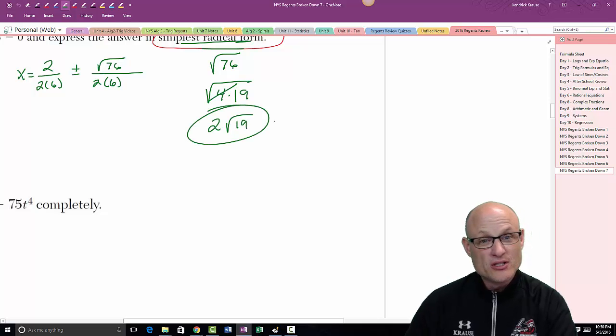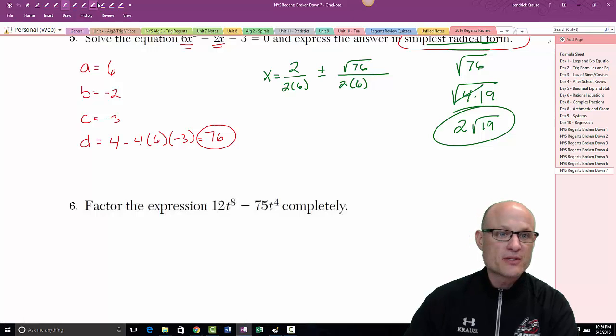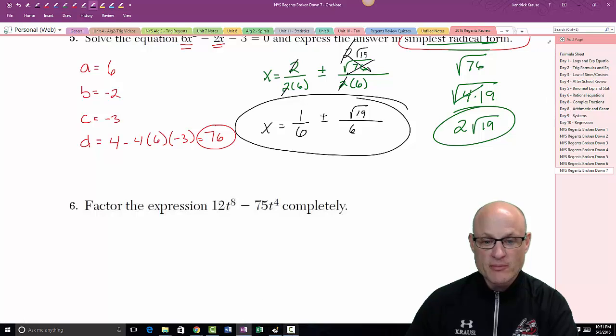I can't help you with that. That's something you're going to have to learn; right now I don't have time for that. So this is really 2 square roots of 19. Here the 2's cancel. I'm left with, careful, 1 over 6 plus or minus the square root of 19 over 6. And there it is. I'll be back.